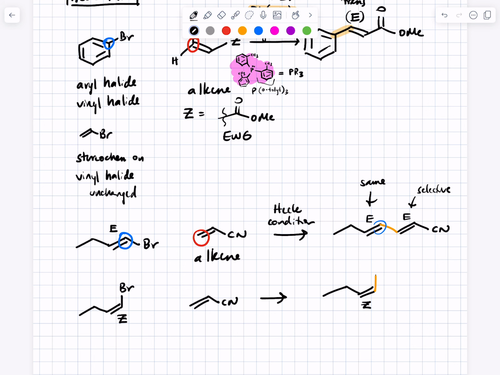And of course, the double bond on the alkene side selectively is E. Okay, so on the vinyl halide side, stereochemistry stays the same. On the alkene side, there wasn't any stereochemistry to begin with, but it's selective for E. Okay, we have some more to say about those reactions and some syntheses you can do after that point.